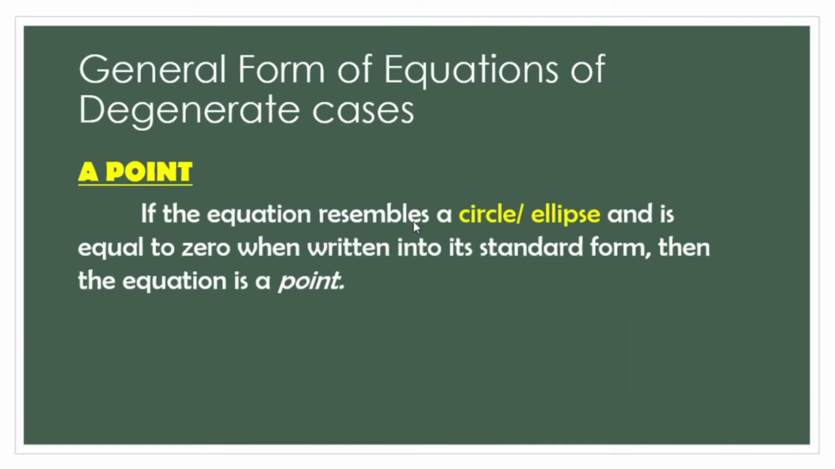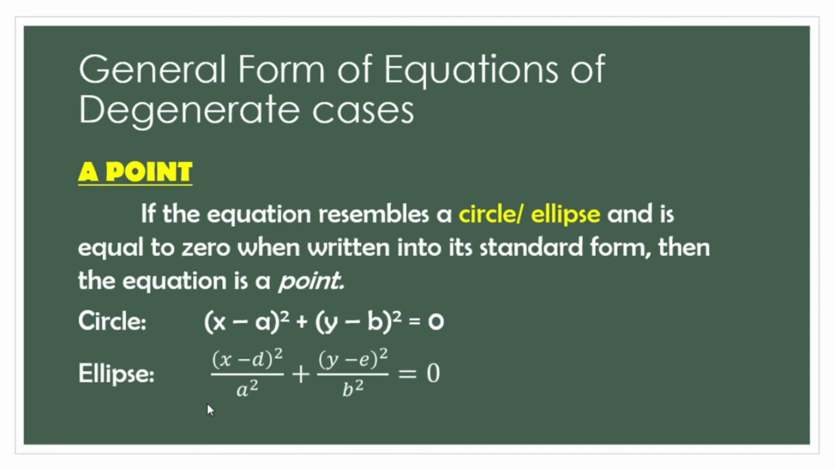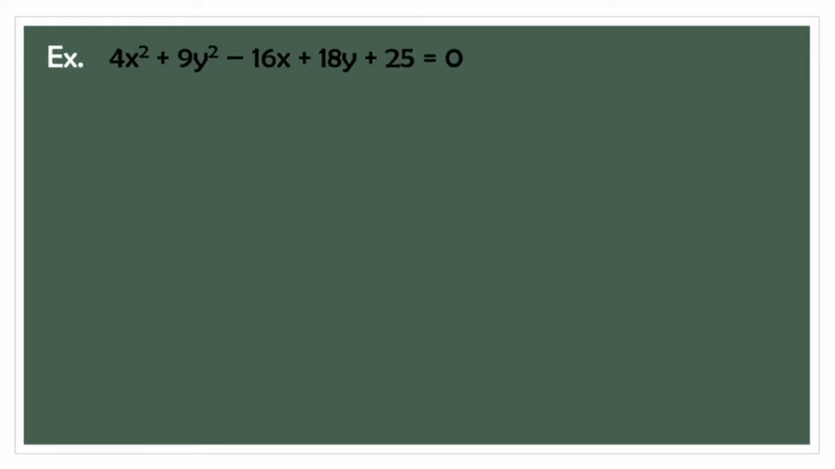So if the equation resembles a circle or an ellipse and is equal to 0 when written into its standard form, then the equation is a point. Kaya sinabi ko kanina na wag mo nang pakasiguro na circle yan or ellipse kapag naka-general siya kasi baka ma-disappoint ka. Okay, here it is. As you can see here, the radius is equal to 0. Ayan. So, dito naman sa ellipse, imbis na is equal to 1, is equal to 0 siya. Okay? So, here's an example.